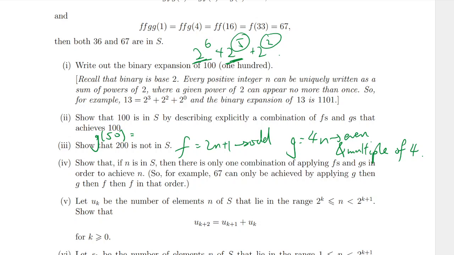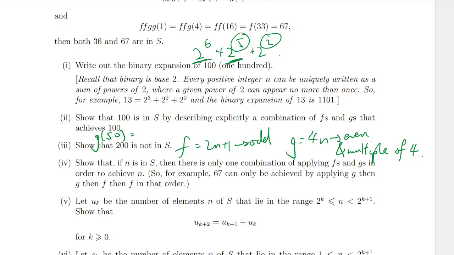Well, it can't come from f, because the output of f is odd, so it doesn't come from f. How about g? Does it come from g? Well, not really, because 50 is also not a multiple of 4. So that's why 200 is not in S, because 50 cannot have come from anywhere. Okay, cool.